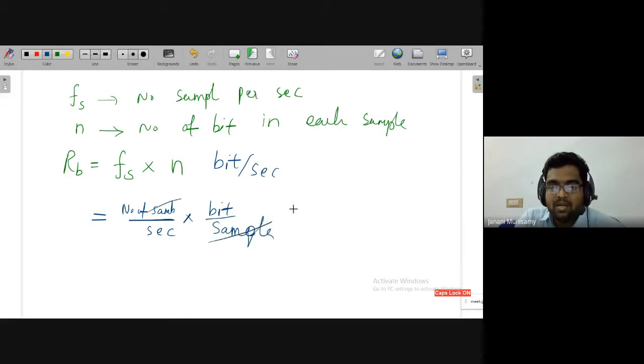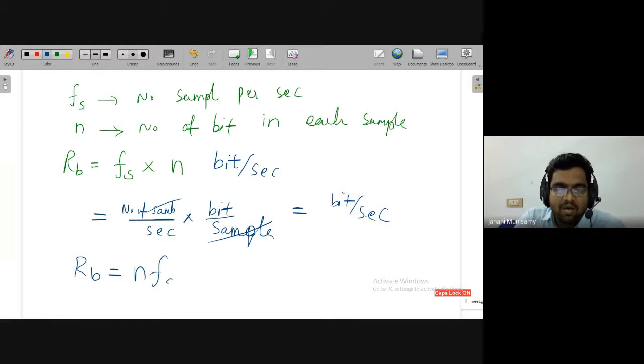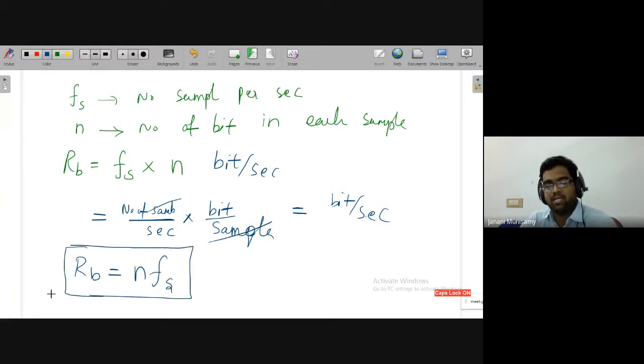Sample cancel. So bits per second is the unit. So finally, what is the digital data rate? That is n times fs. We have converted RB, the data rate, to digital. After converting, if they ask what its data rate is, it is n times fs, where fs is the sampling frequency and n is the number of bits assigned to each sample.